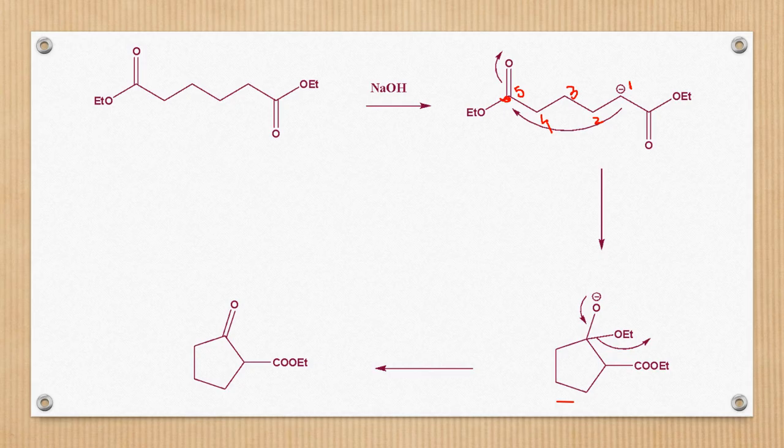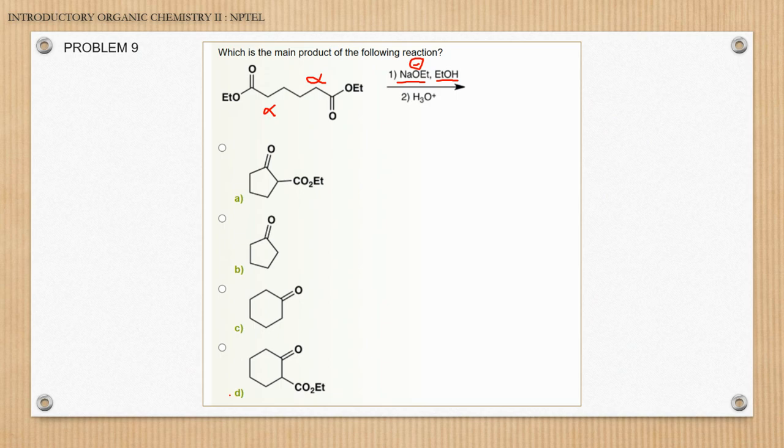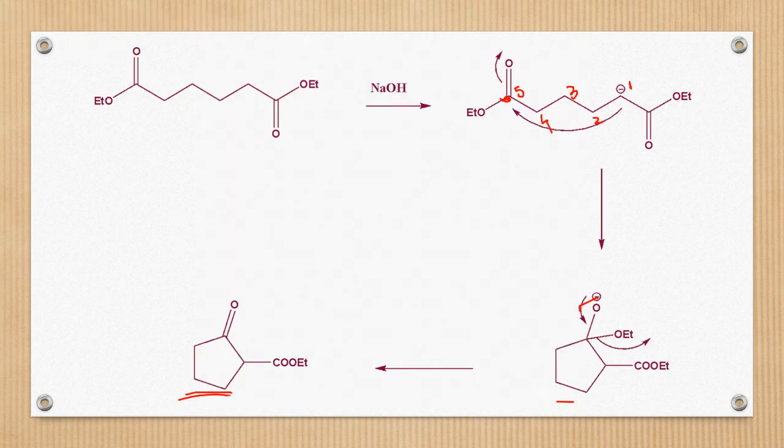And I have told you that OEt is a good leaving group. So here the alkoxide will come down and OEt will leave to give you this product. This is to be done after the hydrolysis. So basically in the first step sodium ethoxide will take up a proton, then the intramolecular cyclization will take place to give you this, and in the hydrolysis step this alkoxide will come down and your OEt will leave to give you this ester compound. Is this much clear to all of you, the mechanism?